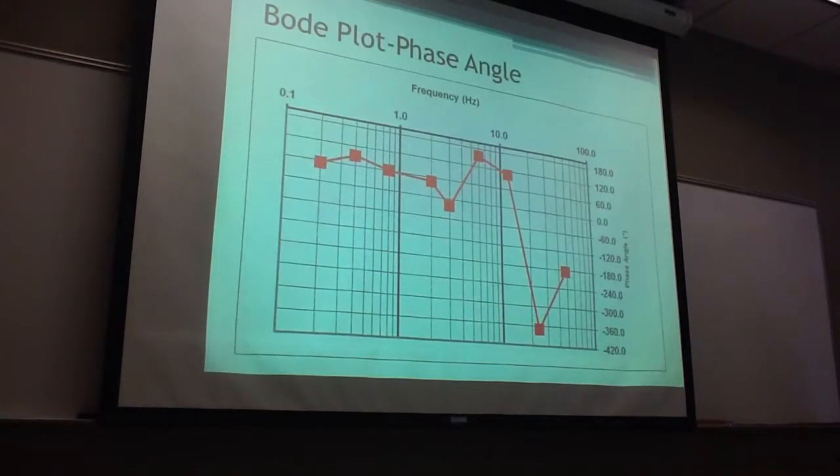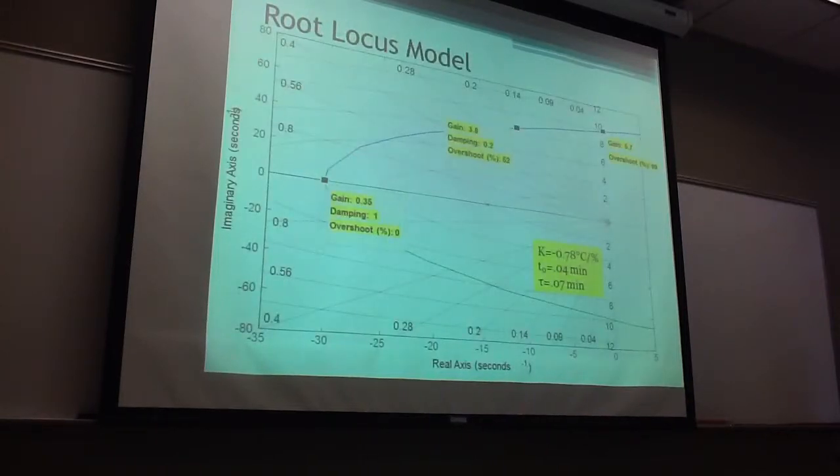For our phase angle Bode plot, it's kind of crazy. I'm not really sure what happened, but for this one we found the ultimate frequency to be 18 hertz and the ultimate controller gain to be 10% per degree Celsius.